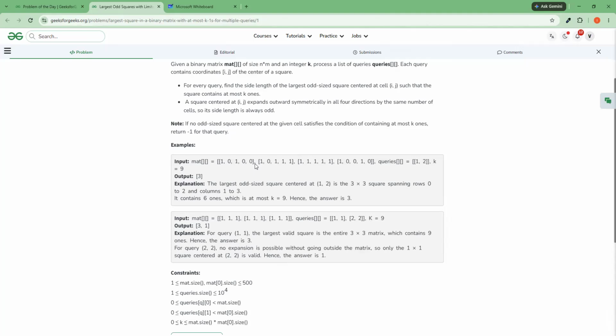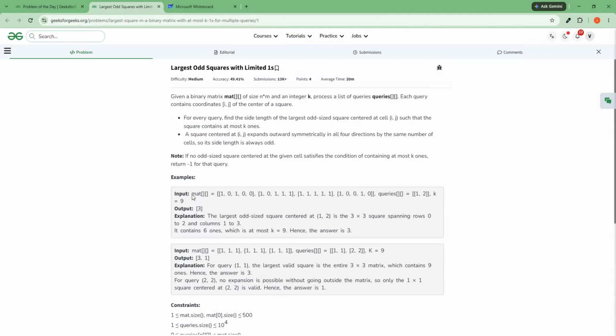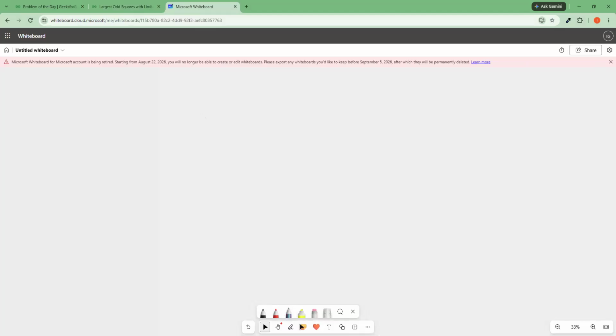So basically if that odd square from this particular matrix has five ones and k is equal to 9, we can take it as an answer, because we have to find at most k ones. Okay, let's see how we are going to solve this. We will go with the board, and we will see quickly how we can solve this to increase the size.